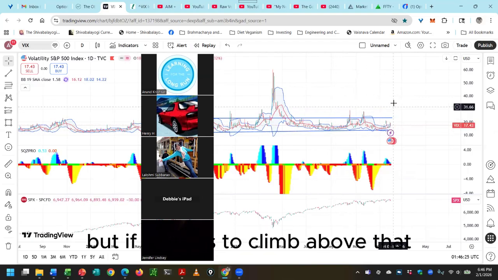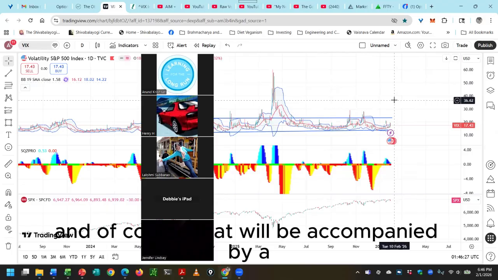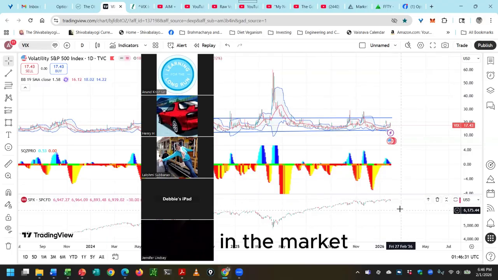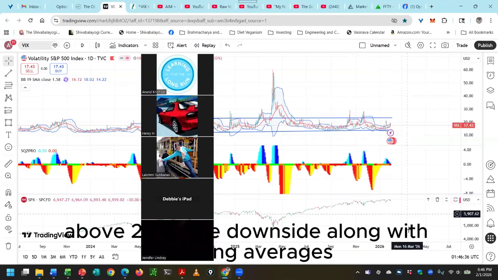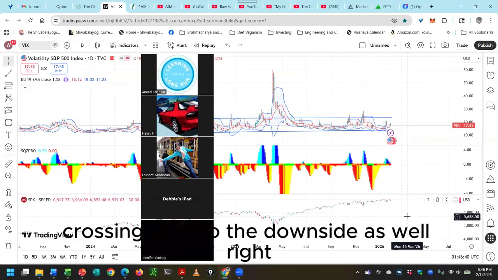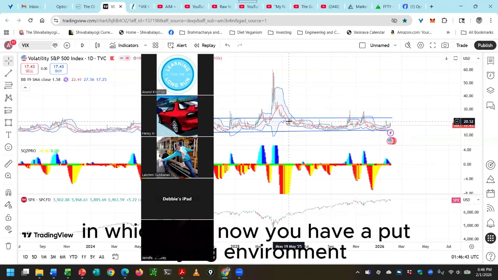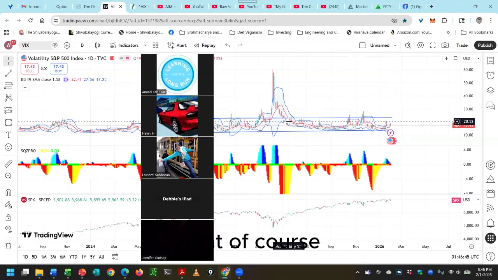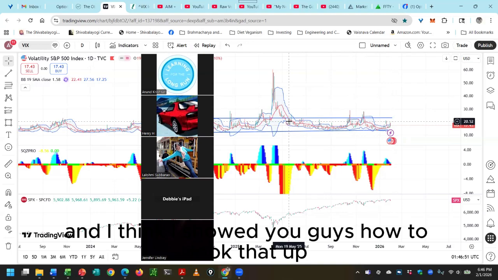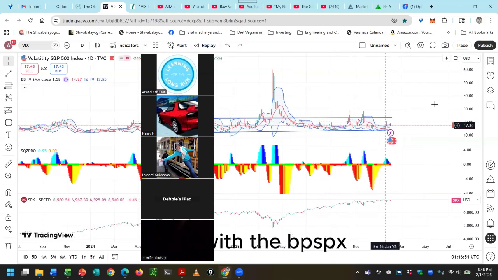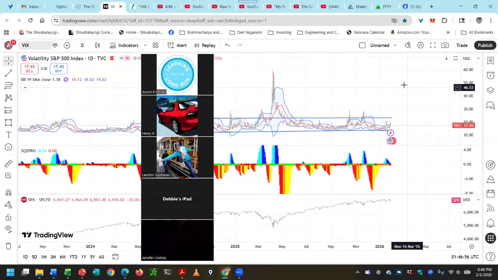But if it starts to climb above that, and of course that will be accompanied by a drop in the market, which will lead to the ADX going up above 20 to the downside, along with moving averages crossing over to the downside as well, in which case now you have a put buying environment. Of course, that should only last until the market gets to oversold territory. And I think I showed you guys how to look that up with the BPSPX.